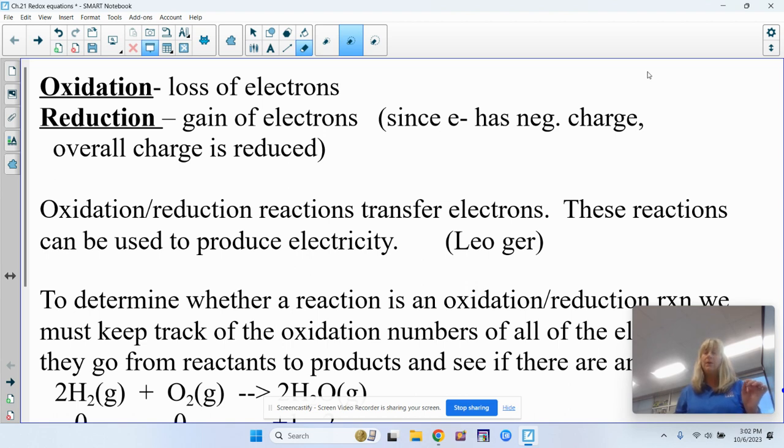So, LEO is: loses electrons, oxidized. GER: gains electrons, reduced. Leo the lion says GER is one way to remember which is oxidized and which is reduced. Okay, so oxidation, losing electrons.